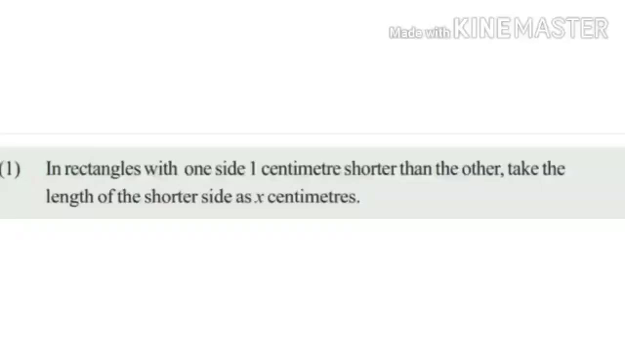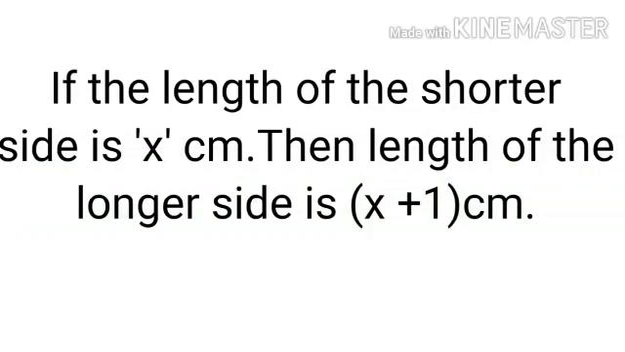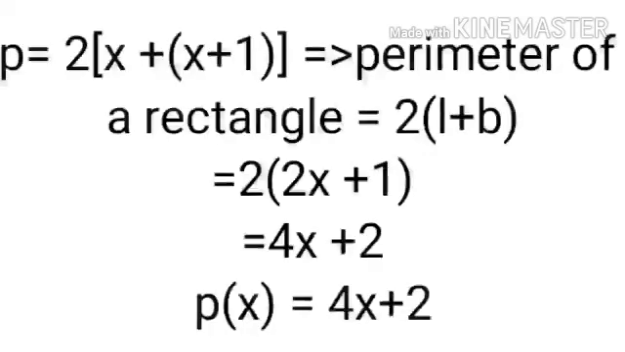In it, the first question says, if the length of the shorter side is x centimeter, then the length of the longer side is x plus 1 centimeter. Therefore, P is equal to 2 into (x plus x plus 1), because the perimeter of the rectangle is equal to 2 into (L plus B), which is equal to 2 into (2x plus 1), that is 4x plus 2. Therefore, P of x is equal to 4x plus 2, right?